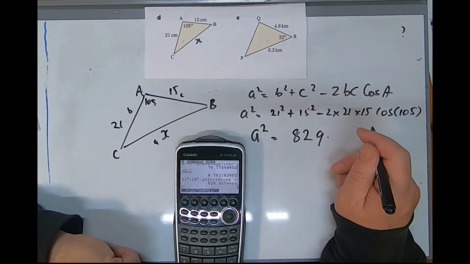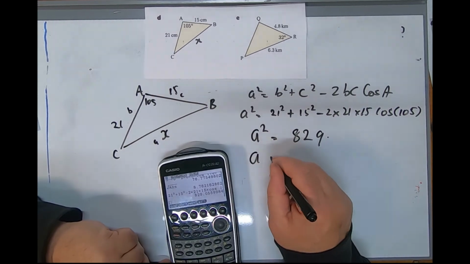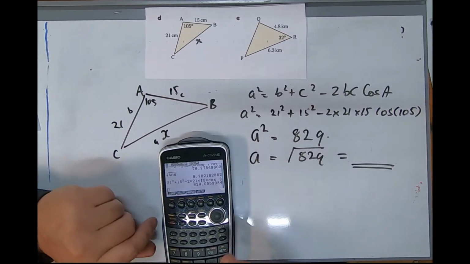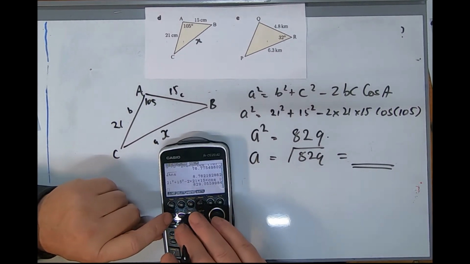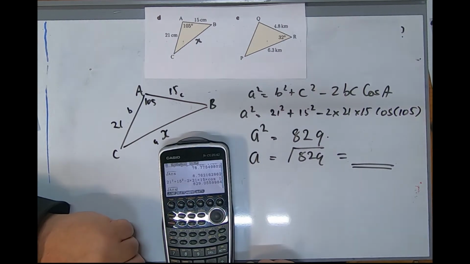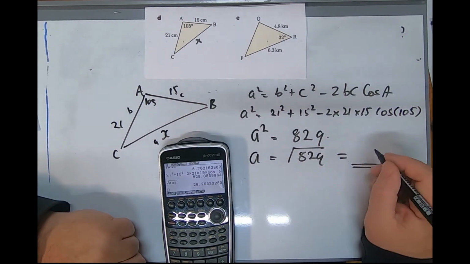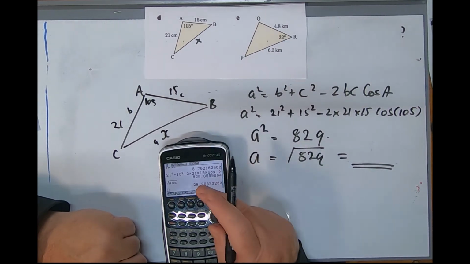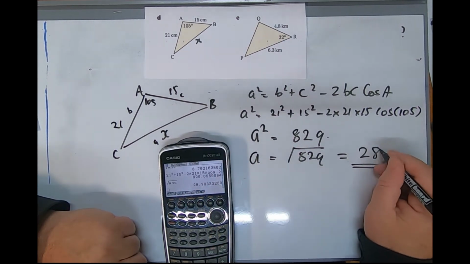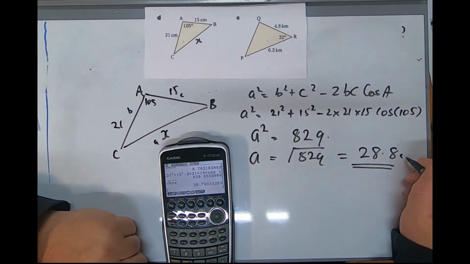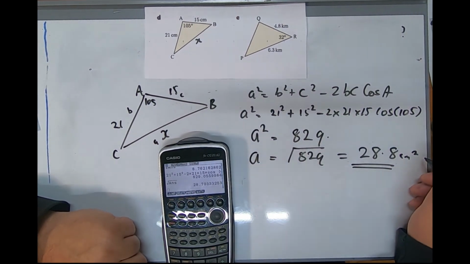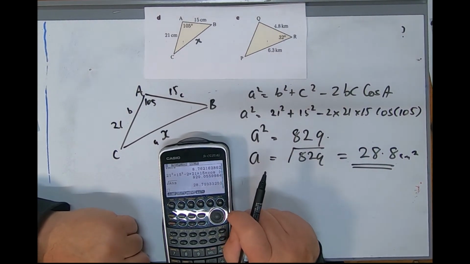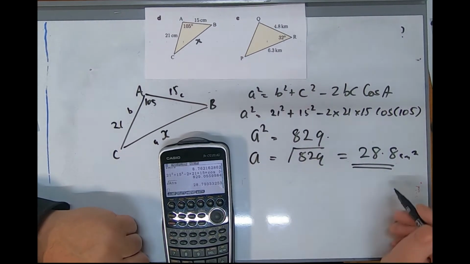Now this number looks way too big. It's because I haven't done the square root of it yet. So in the calculator, shift square root, shift answer. Okay, I got all the decimal places. It says 28.79, so I'll go to 1 decimal place. So I'm going to write 28.8 centimetres. Now this number looks way better than 829. Surprising how many people forget that square root step.